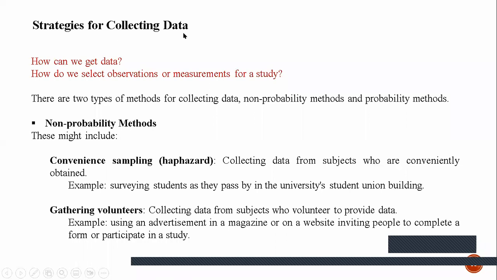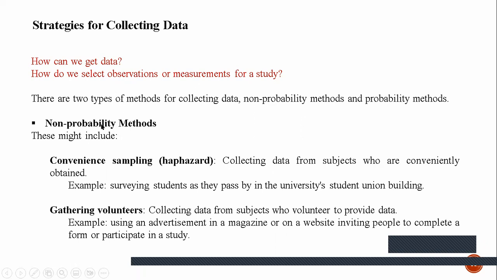Strategies for collecting data. These are a few strategies which we have to follow while we are collecting data. How can we get data? How do we select observations or measurements for a study? There are two types of methods for collecting data: non-probability methods and probability methods.